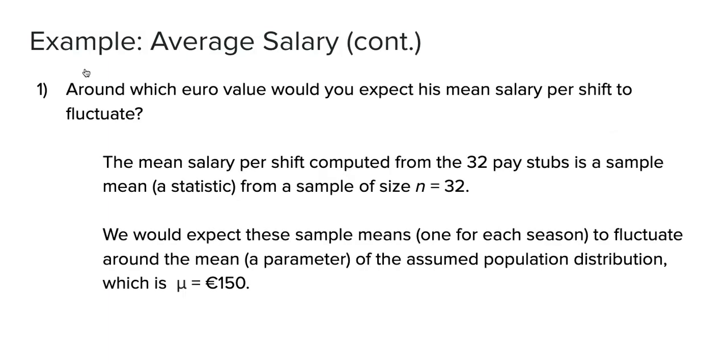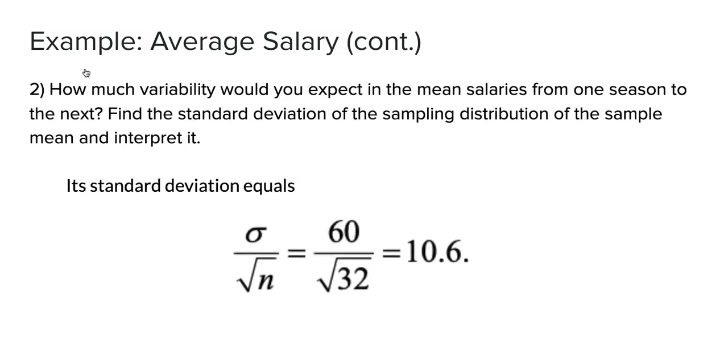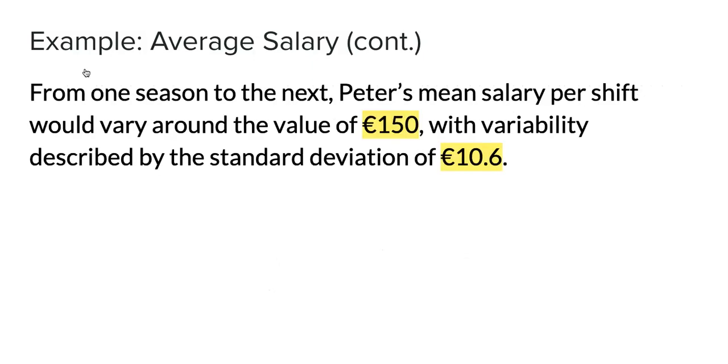So that's the population standard deviation. In order to find the standard deviation for the sample mean, you use that formula. Divide that 60 by the square root of the sample size. And remember, the sample size was 32. If you do 60 divided by the square root of 32, you will get 10.6 euro. So let's interpret this. From one season to the next, Peter's mean salary per shift would vary around the mean value of 150 euro with variability described by the standard deviation of 10.6.